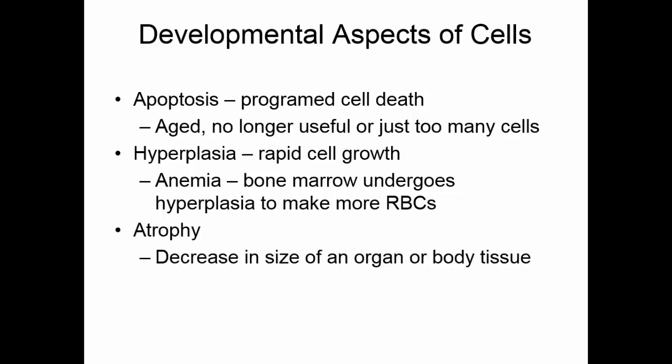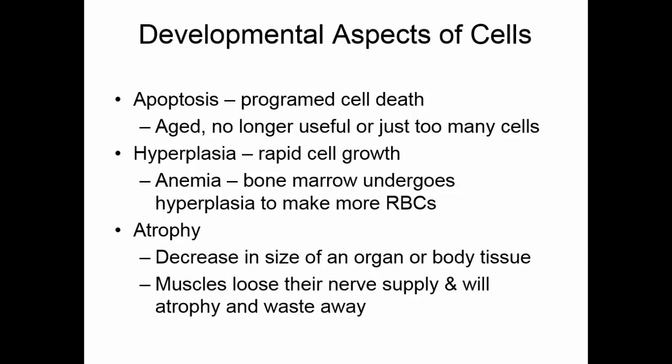Atrophy is a decrease in the size of an organ or a body tissue. Muscles that lose their nerve supply will atrophy and waste away. In polio, muscles lose their nerve supply. When this happens, they're no longer told to contract. This will cause muscle cells to atrophy and waste away.